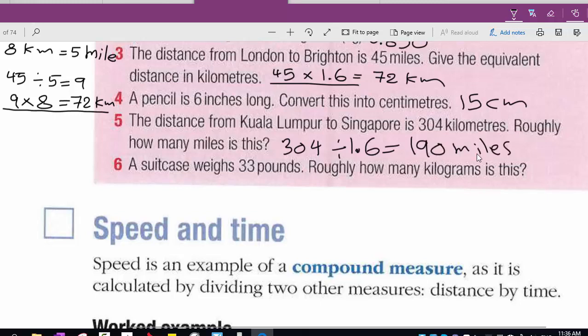A suitcase weighs 33 pounds. Roughly how many kilograms is this? 1 kilogram is 2.2 pounds. Remember this. Then divide by 2.2, that gives the number of kilograms. 33 divided by 2.2 is equal to 15. So this is 15 kilograms.